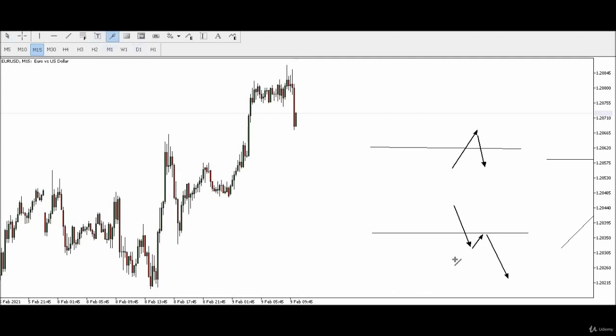and it's good to know the overall trend. So if the market goes down, we are looking mostly for sells, and if the market goes up, we are looking for buys. But sometimes we can trade against the trend, but it must be a clear signal that we can do it.